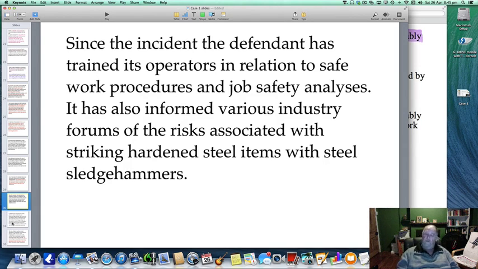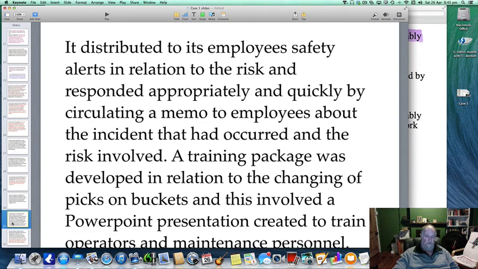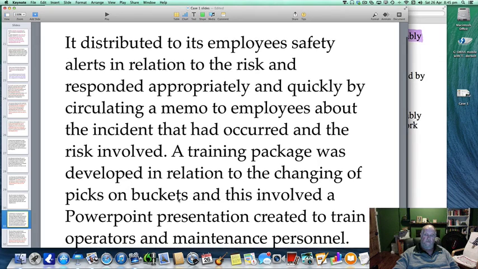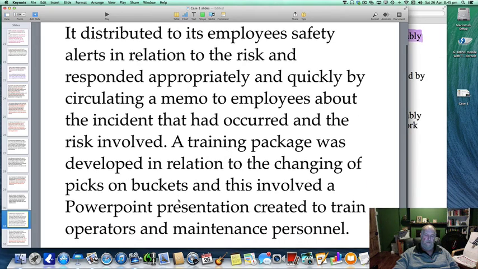Now this gives you, it might be that it actually wasn't well known. I'm sure I have heard it before many times, that you've got to watch out with hardened steel because it has a tendency to splinter. Anyway, they're saying that they're getting the information out, so good on them. Giddy up, I say. It distributed to its employees safety alerts in relation to the risk.